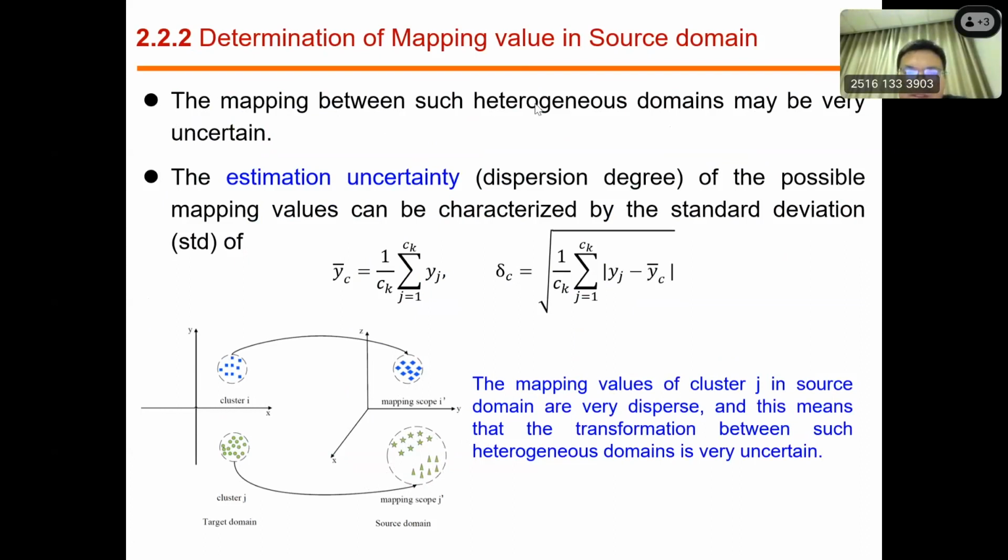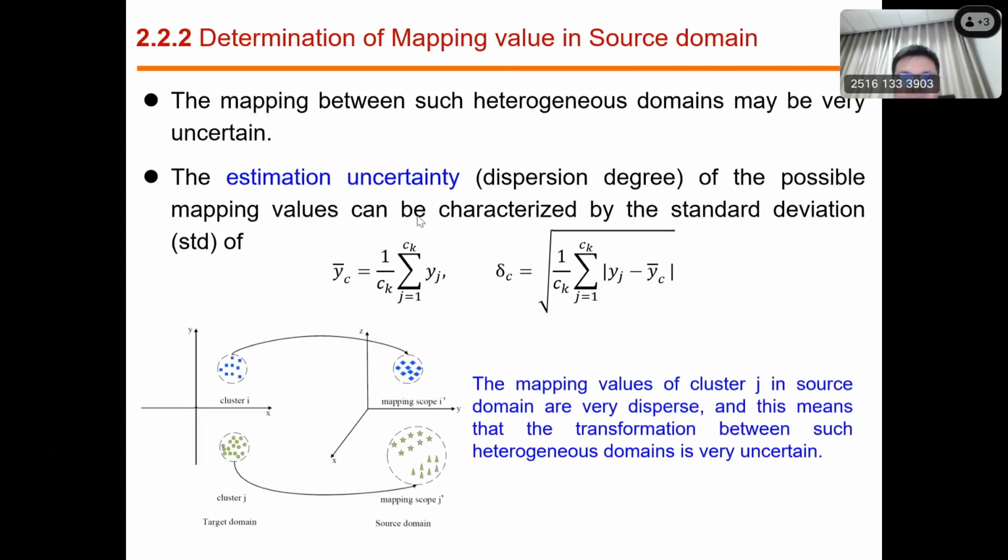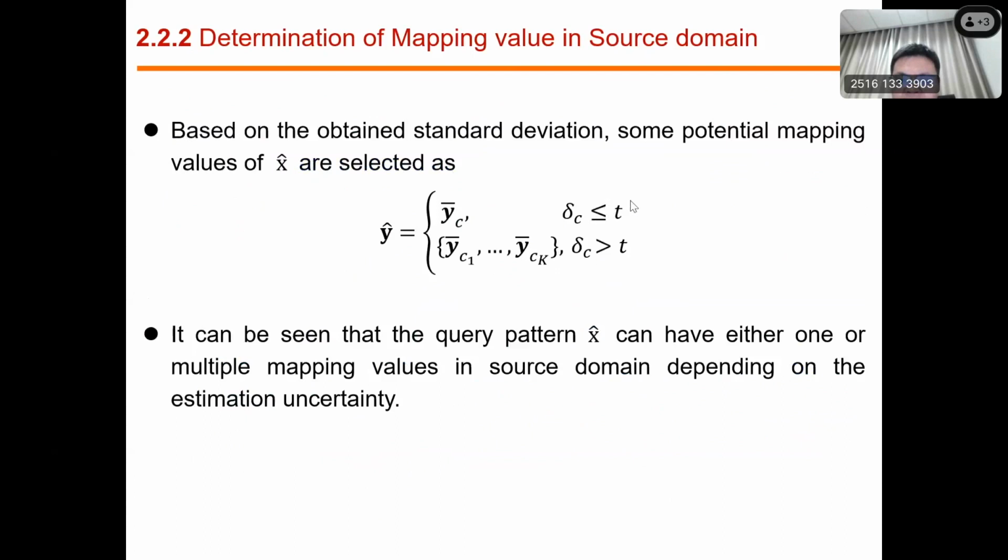So the mapping between the heterogeneous domains may be very uncertain, and the estimation uncertainty of the mapping value can be represented by the standard deviation. So we use the standard deviation to calculate the mapping values. Of course, if the uncertainty is small, we will just use the average as the mapping value of the object. If the uncertainty degree is very high, we will use multiple mapping values to calculate this transformation.